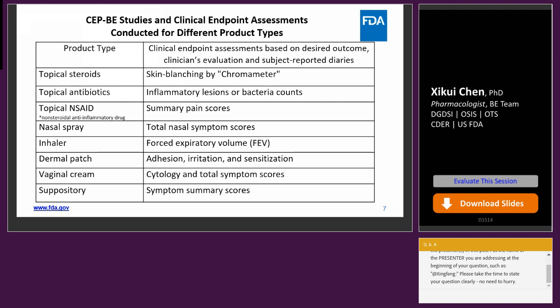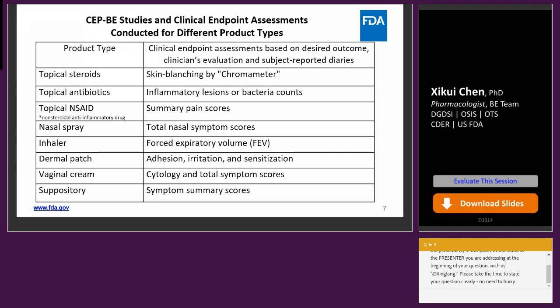For topical steroids, skin blanching was measured by chromometer. Inflammatory lesion or bacterial counts were analyzed for topical antibiotics. For non-steroidal anti-inflammatory drugs, summary pain scores were read. For nasal spray, total nasal symptom scores were determined. Forced expiratory volume was measured for inhaler.